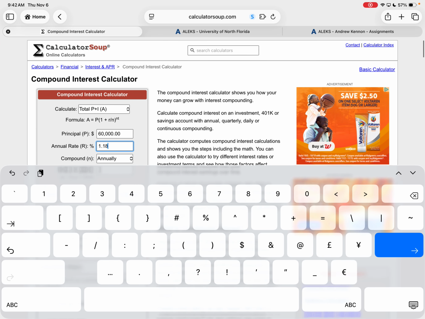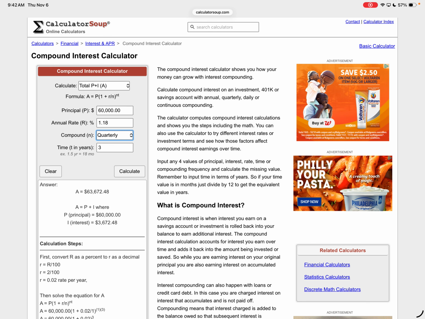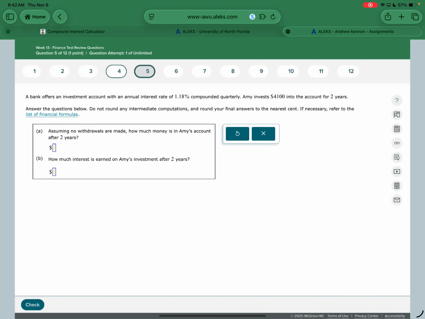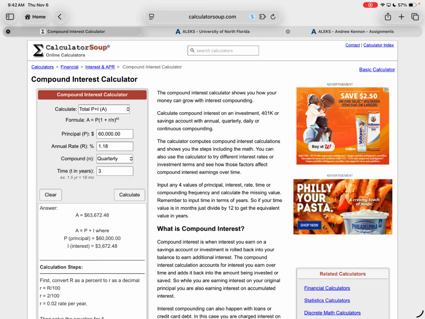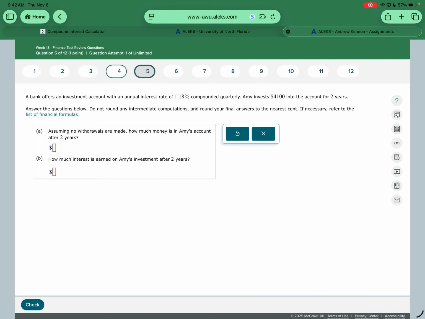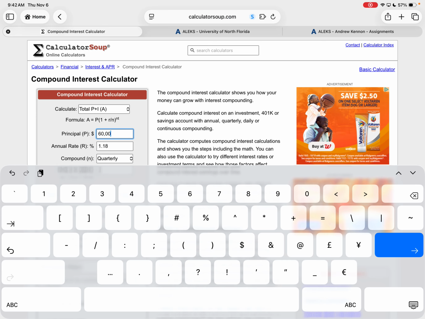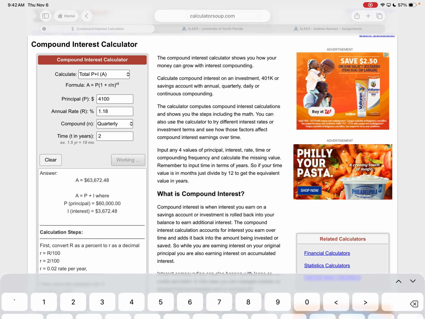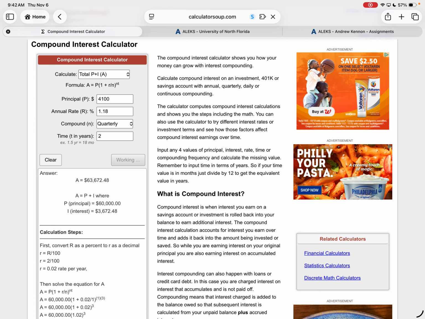1.18 compounded quarterly, so click quarterly. What else did it say? Amy invests $4,100 in the account for 2 years. Assuming no withdrawals are made, how much money is in the account after 2 years? $4,100, 2 years. Lots of calculators on this one, so this test shouldn't be bad once you figure out the calculator.